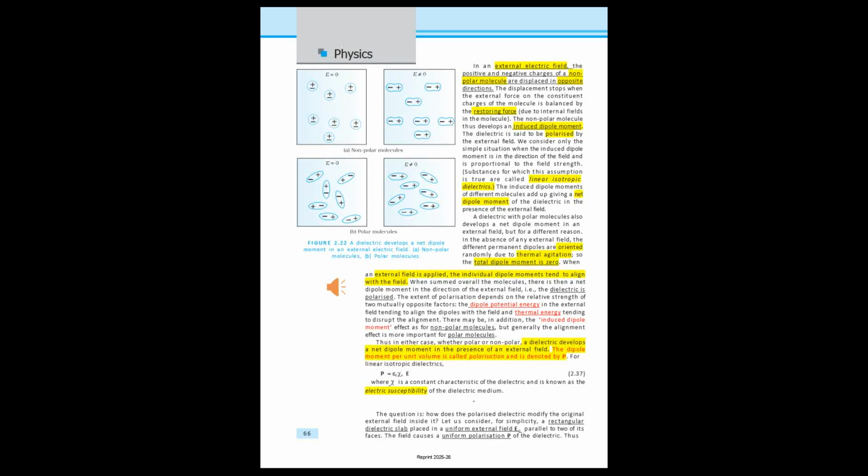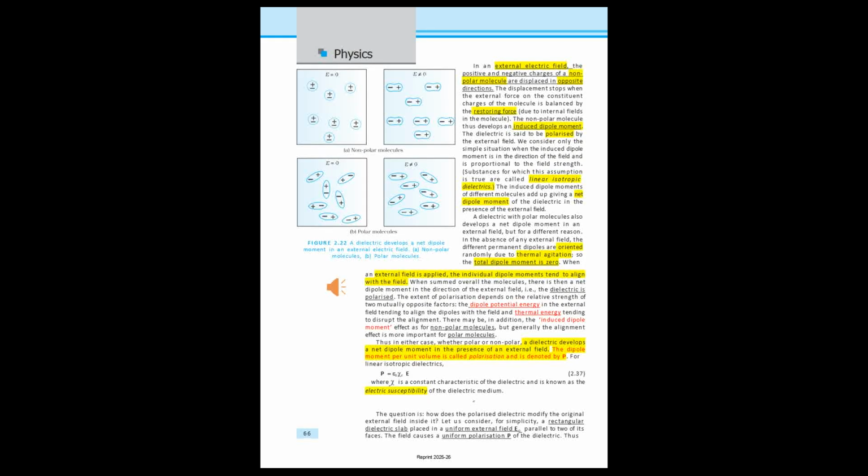The induced dipole moments of different molecules add up, giving a net dipole moment of the dielectric in the presence of the external field. A dielectric with polar molecules also develops a net dipole moment in an external field, but for a different reason. In the absence of any external field, the different permanent dipoles are oriented randomly due to thermal agitation, so the total dipole moment is zero. When an external field is applied, the individual dipole moments tend to align with the field. When summed over all the molecules, there is then a net dipole moment in the direction of the external field, that is, the dielectric is polarized.